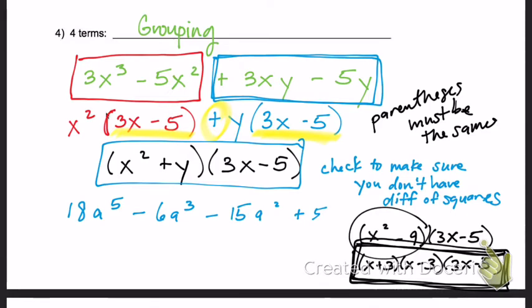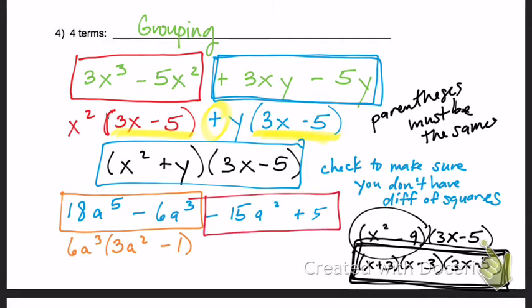Okay, let's do factor by grouping on this last one. So what can I take out of the first two terms? 6a to the 3rd, and I am left with 3a squared minus 1. And I look at this second two. What can I take out? I want my first to be 3a squared. Should I take out a positive 5 or a negative 5? A negative 5.